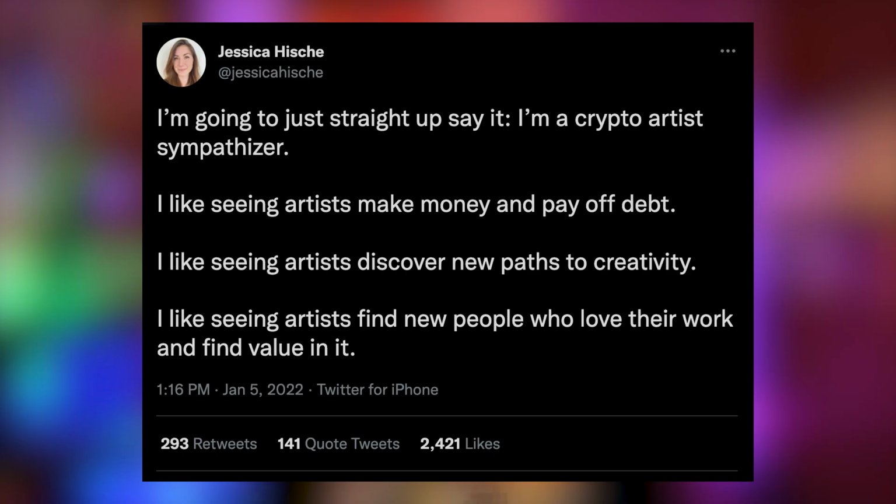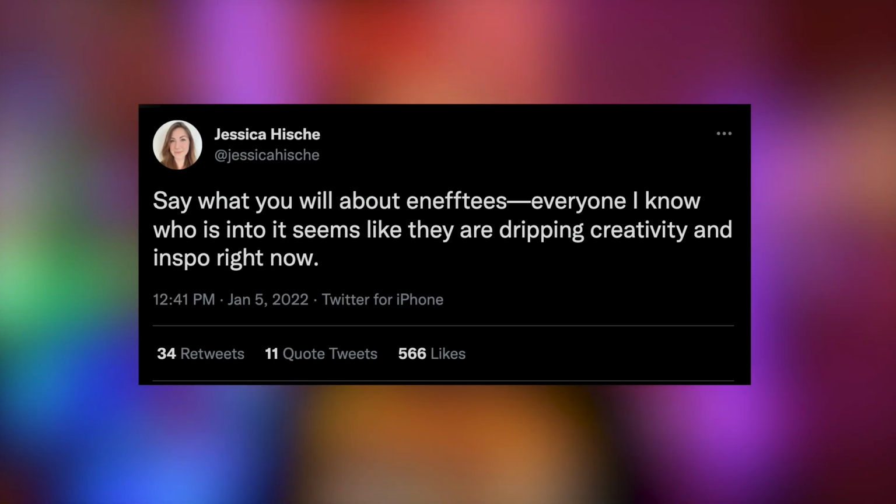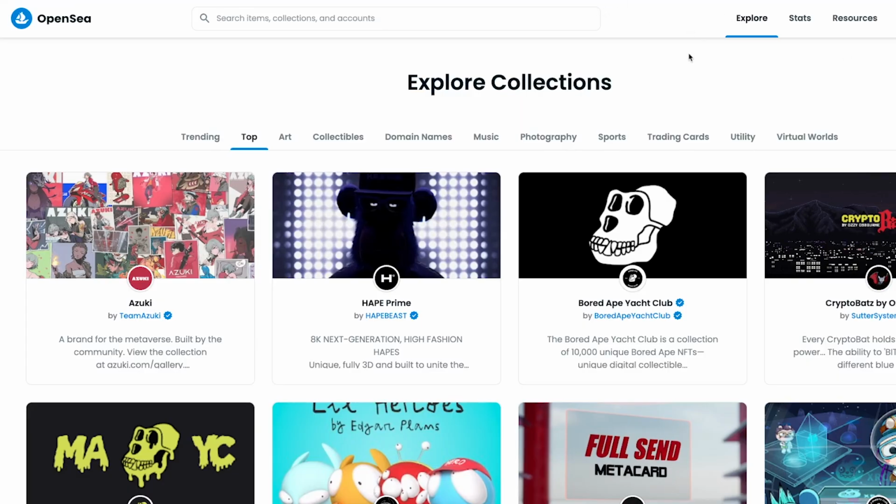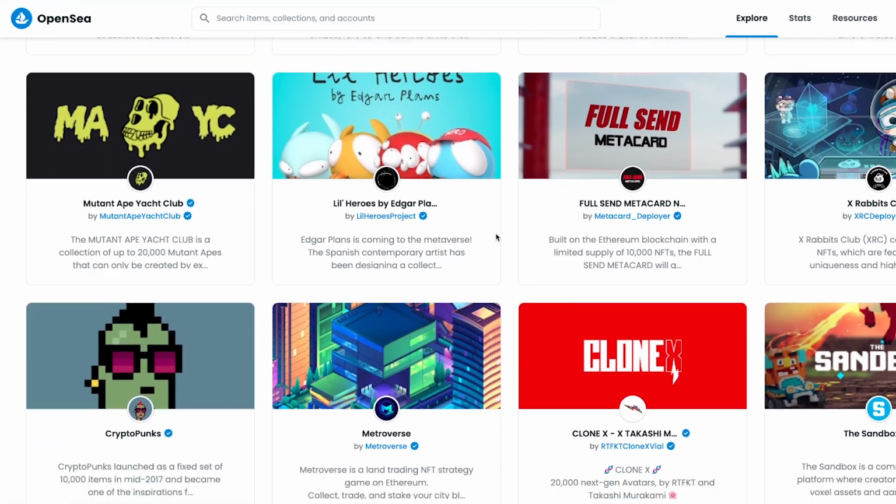A few weeks ago, graphic artist Jessica Hish came out in a Twitter post as an NFT sympathizer. She said she likes seeing artists make money and pay off their debt, seeing artists discover new paths to creativity, seeing artists find new people who love their work and find value in it. According to Jessica, everyone she knows in NFTs right now are just dripping in creativity and inspiration. Where, Jessica? Where?